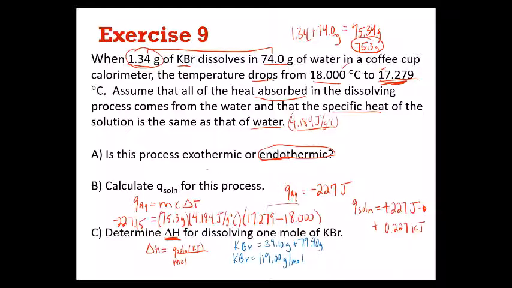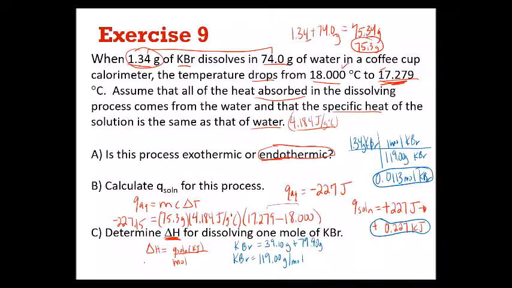Let's go ahead and convert those grams over. So I'll do it up here since I'm running out of space. We have 1.34 grams KBr, 119 grams per 1 mole of KBr. Go ahead and divide that. We end up with 0.0113 moles KBr. Now I know my moles, now I know my kilojoules, now I can plug in down here.